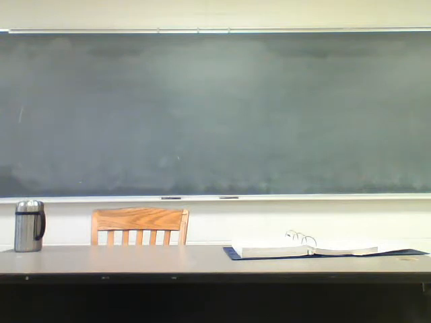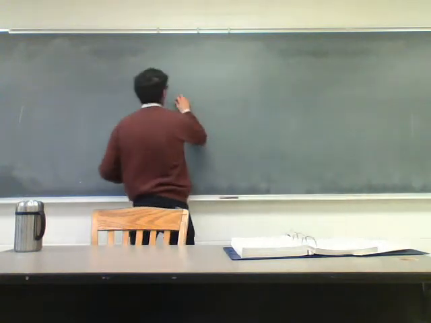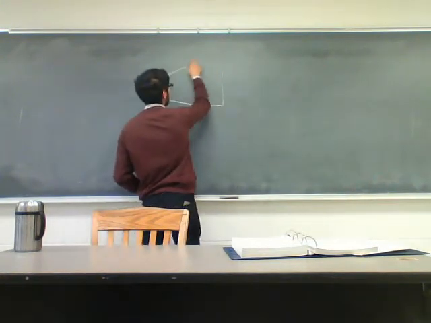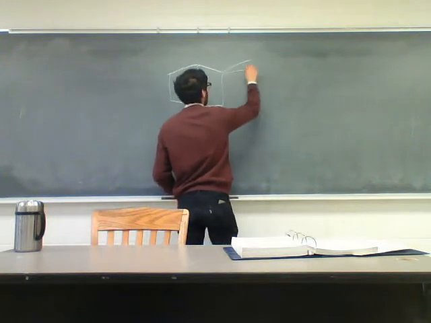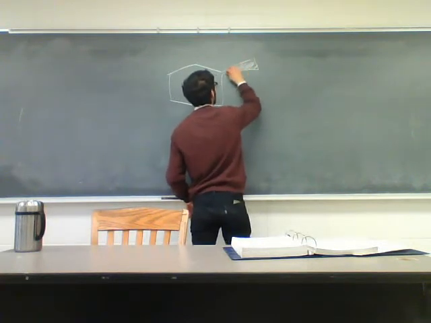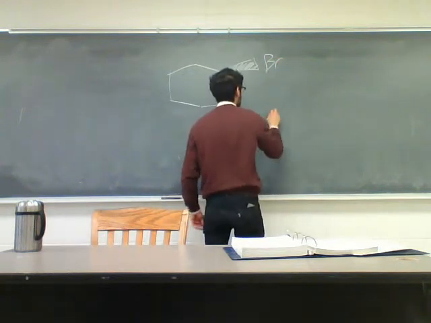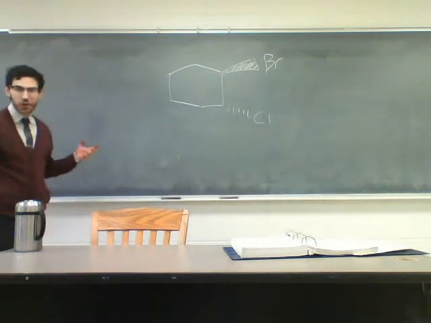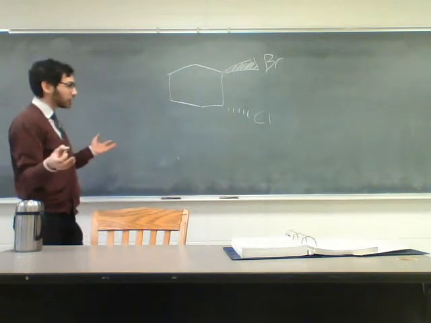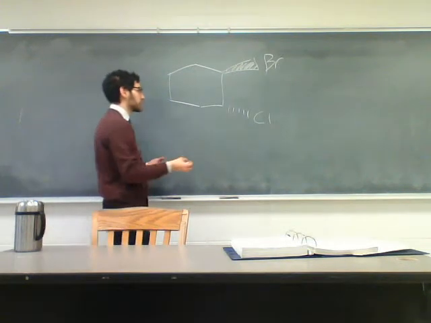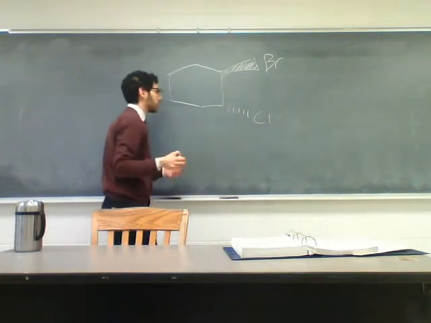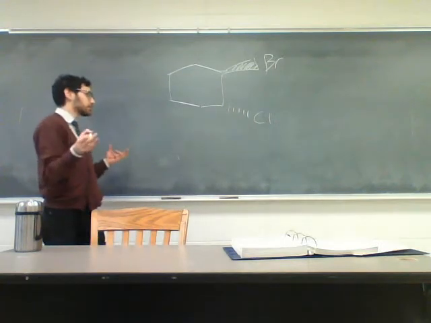So that's a Br up and an H. Wait, let's see it again. Br up and a Cl down, on a cyclohexane. So looking at Br sitting up and Cl sitting down, we want to determine the chirality around each one of these chiral centers, our R or S designation.